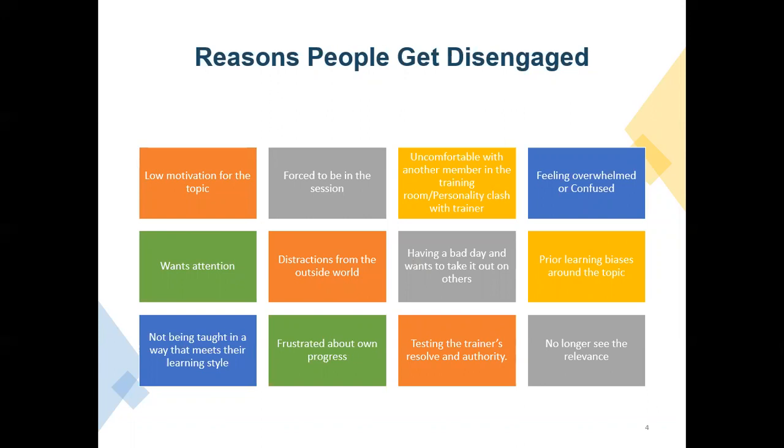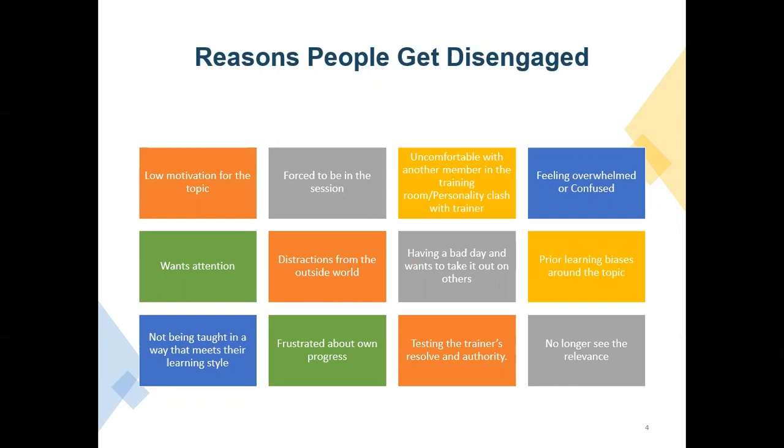Another one could be low motivation for the topic. Maybe they've just got no interest in it at all. Next one, maybe they are uncomfortable with another member in the training room. Maybe they've got some pre-existing conflict or pre-existing arguments or pre-existing tension with another member in the room.